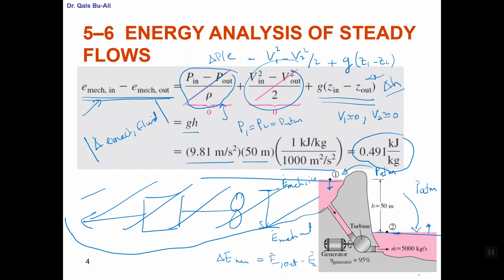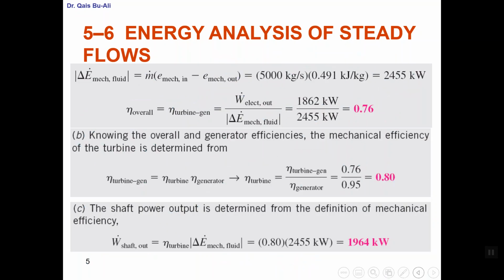Okay, kilojoules per kilogram. So if I want this, I will take whatever I got before, I will multiply it by the mass flow rate, and this is what we got here. We got 2455 kilowatt. So this is, let us say, what I'm getting out of the fluid. This is the mechanical energy increase in the fluid.